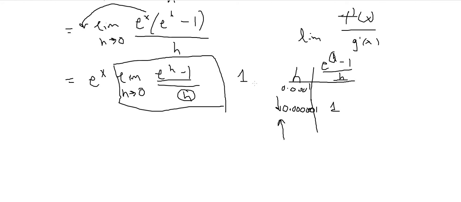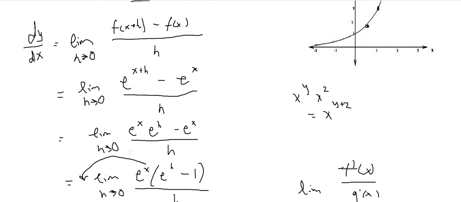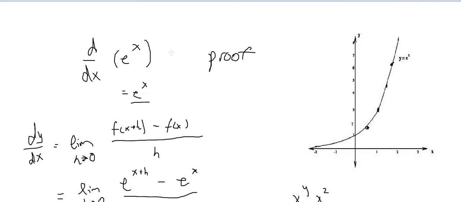And that's kind of one of the most important parts of the proof. And once you get that, you just get e to the x times 1, and that's just equivalent to e to the x. So that shows that the derivative of e to the x is indeed the function itself.